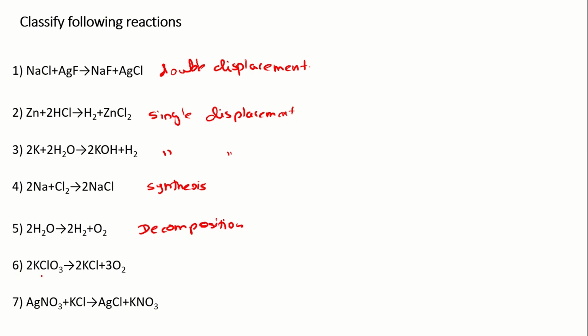Sixth reaction, you have 1 reactant and 2 products. So again this is a decomposition reaction. The seventh: you have silver nitrate and potassium chloride as reactants, and check the nature of the products. On the product side, now you have silver sitting with the other's partner, and potassium is also sitting with the other's partner. So this is a double displacement.